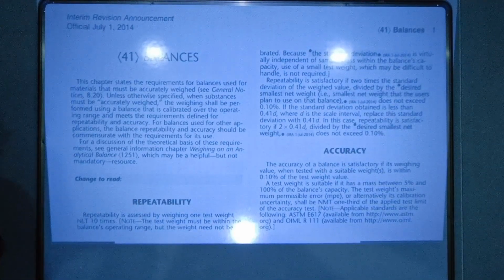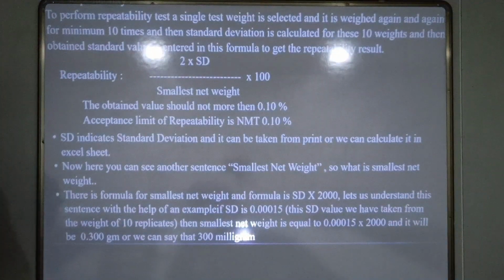So first, repeatability. To perform the repeatability test, a single weight is selected and it is weighed again and again for 10 times. Then standard deviation is calculated for these 10 weights and the obtained value is entered in the formula to get the result of repeatability. The formula of repeatability is 2 into SD divided by smallest net weight into 100. The obtained value should not be more than 0.10%. So the acceptance limit of repeatability is not more than 0.10%.